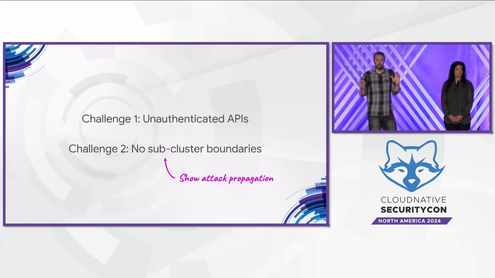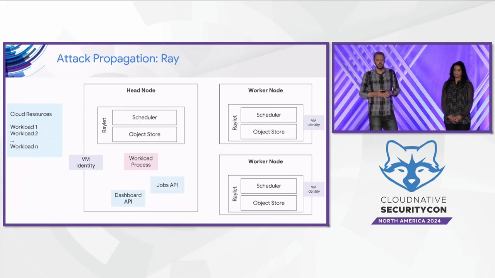And then to talk about the subcluster boundaries, I thought the most interesting way would be to just start with an attack on Ray and show what it looks like to do attack propagation inside that cluster, and then show what it looks like inside of Kubernetes, so we can see the difference between the two. So here we've got our Ray cluster. We've got a compromised process in the middle here. So you can imagine an attacker's got some execution inside of this workload somehow.